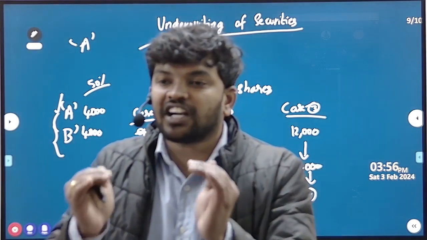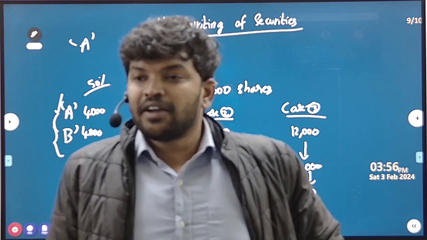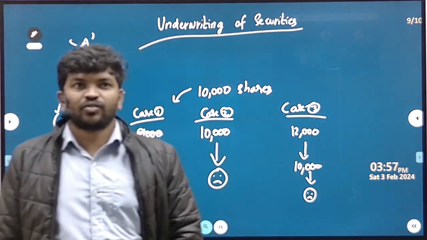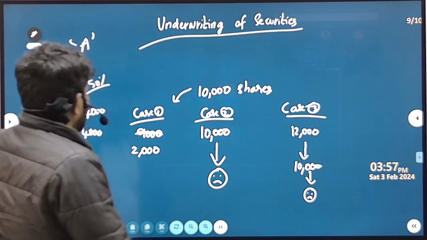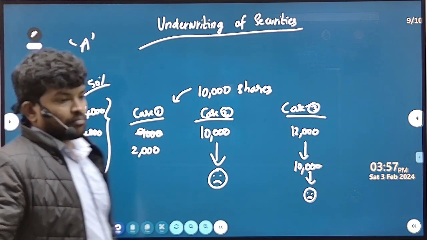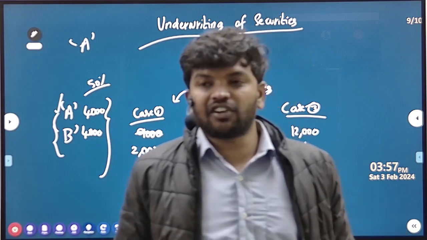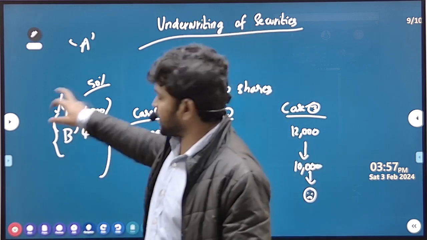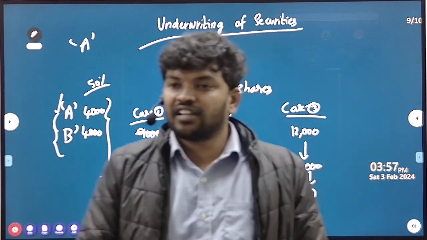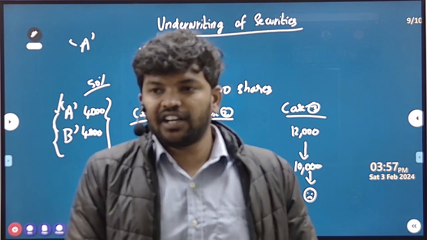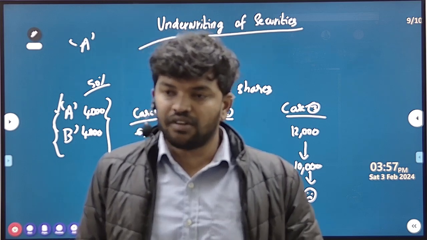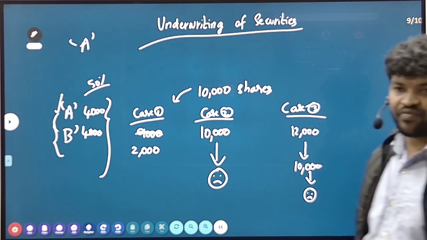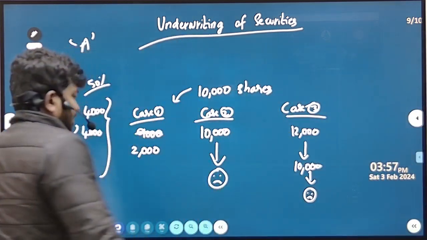This is called partial underwriting. Sorry, not undertaking, partial underwriting. So, based on the extent of liability, we call it full underwriting or partial underwriting. Based on the number of underwriters involved, we call it single underwriting or multiple underwriting. Understood? Next, based on degree of commitment.